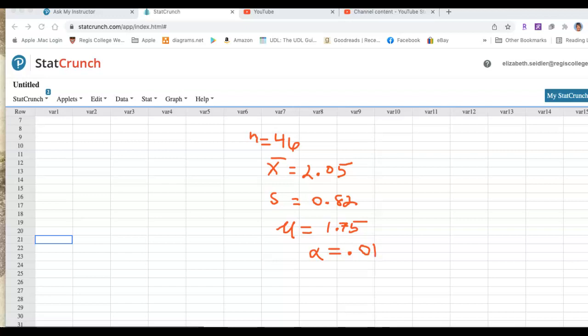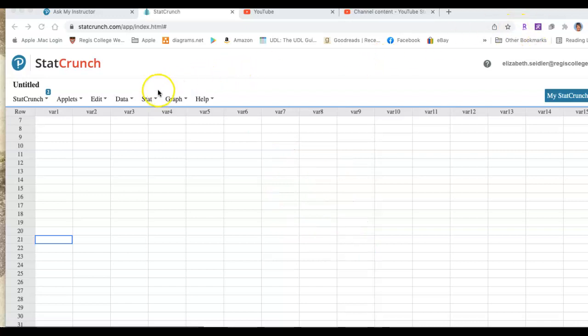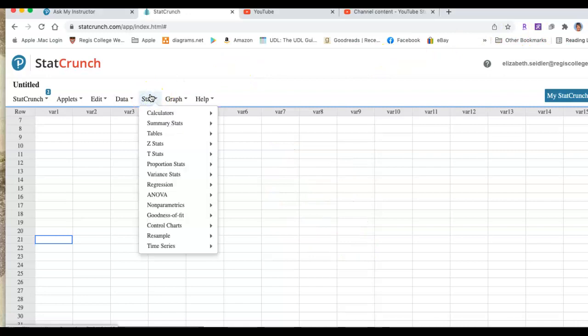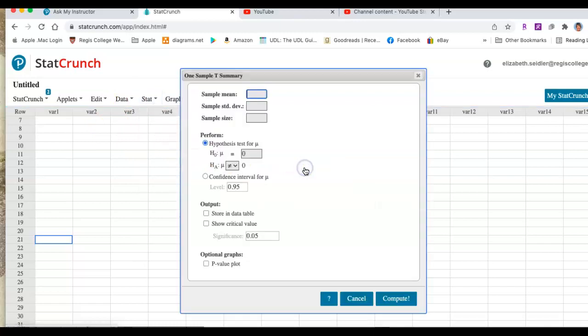So I am going to use a t-test here. This is what we generally use. So I'm going to go to Stat, T-Stats, one sample with summary. Okay, my sample mean is given as 2.05. My sample standard deviation is given as 0.82. My sample size is 46.